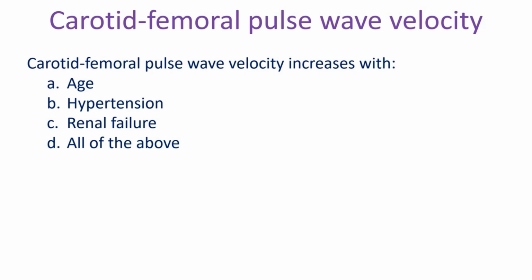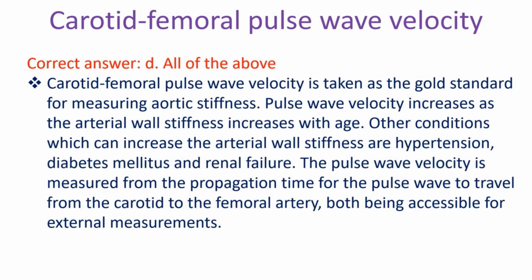Carotid femoral pulse wave velocity increases with A. Age, B. Hypertension, C. Renal failure, D. All of the above. Correct answer D. All of the above. Carotid to femoral pulse wave velocity is taken as the gold standard for measuring aortic stiffness.